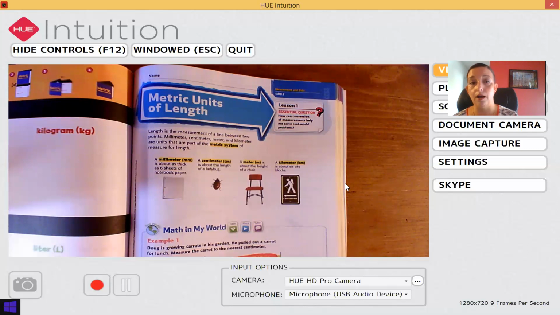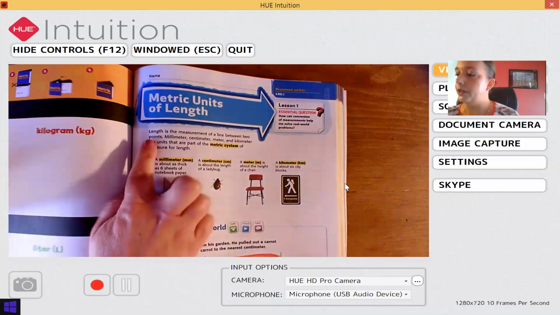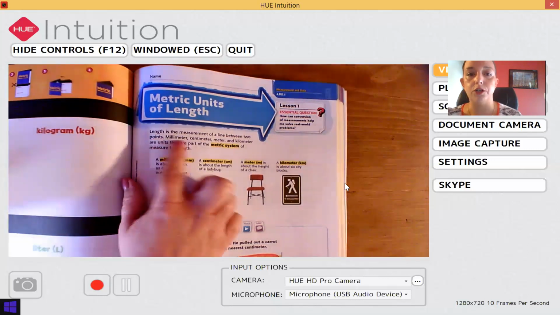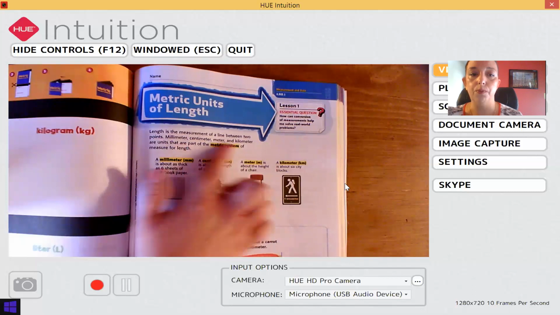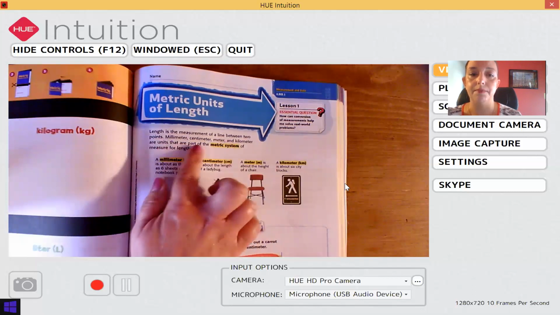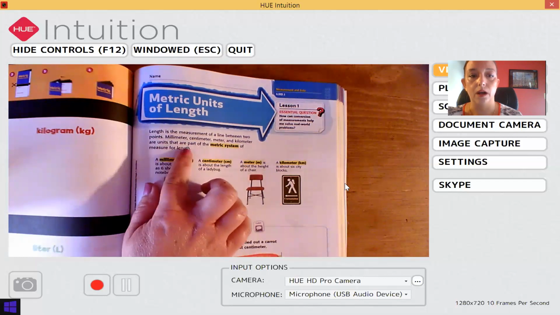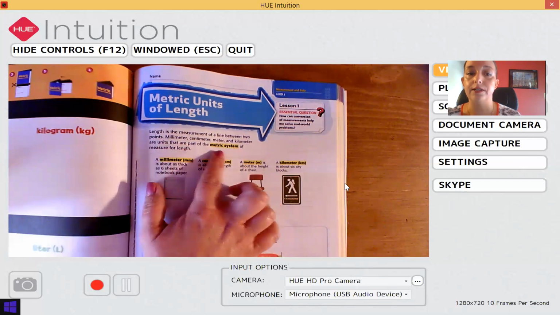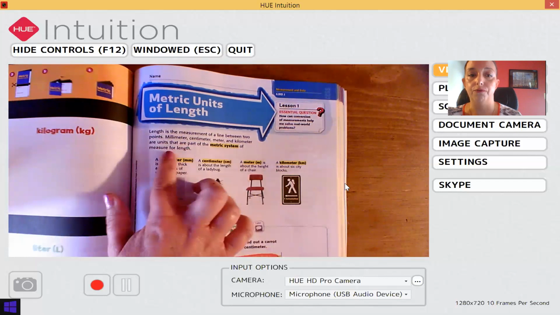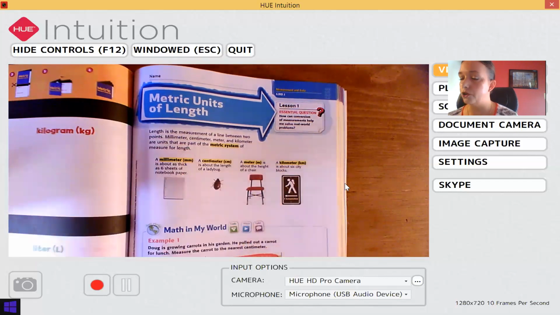So remember, a measurement of length is how long between 2 points an item is. So we're going to start by looking here. It says length is the measurement of a line between 2 points. Millimeter, centimeter, meter, and kilometer are units that are part of the metric system of measure for length. Okay, so these are units in the metric system.